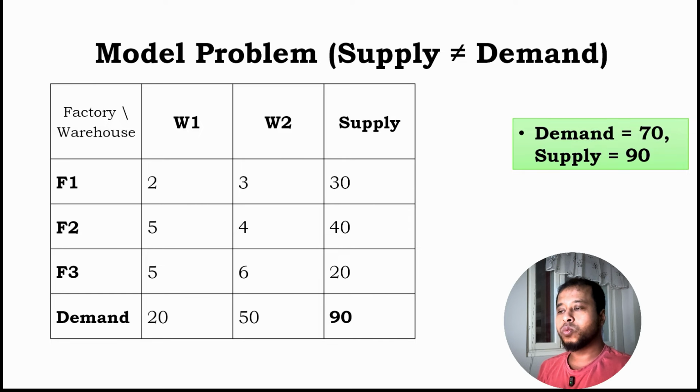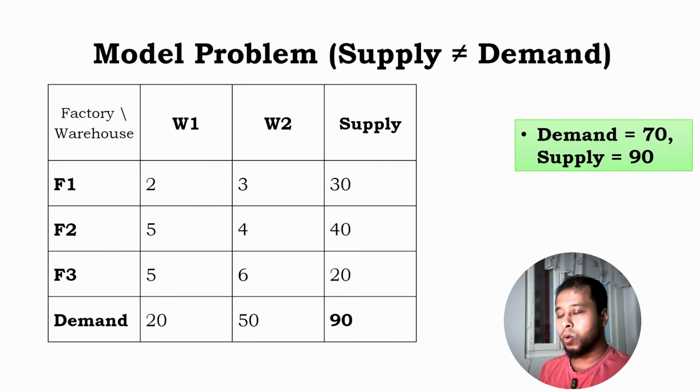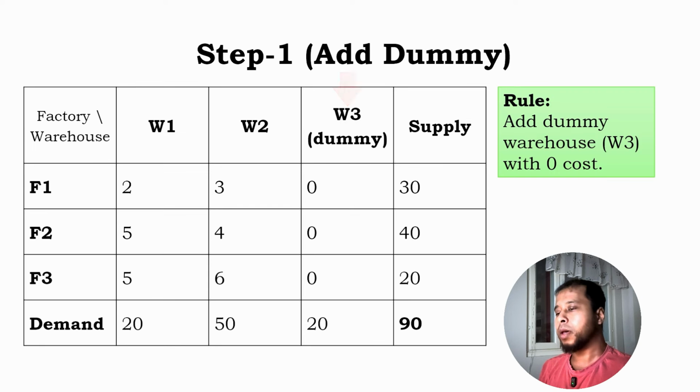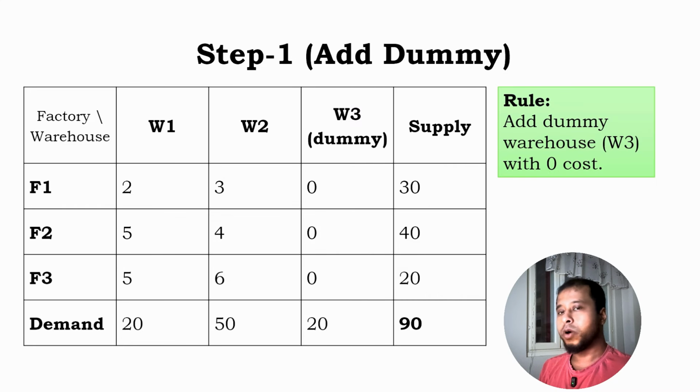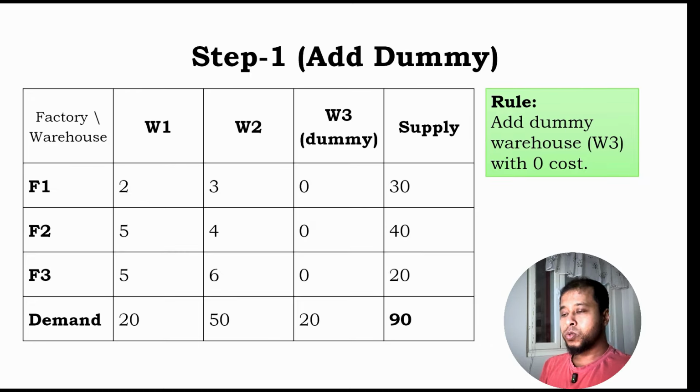So in that case, we need to add a dummy first. As the demand is low, we will add a dummy demand column, which is W3, with 0 cost for each cell. Now we set this W3 to also have a demand of 20. So now demand and supply become equal. So the same thing goes again.